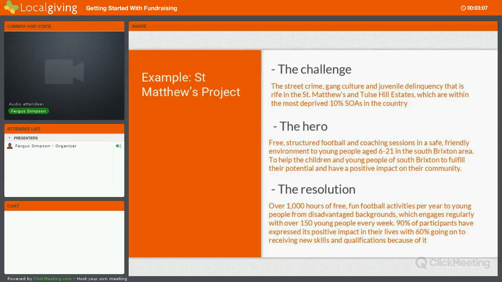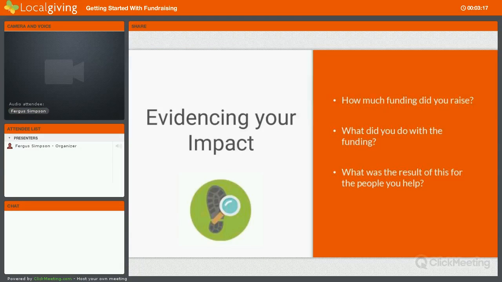So this is a really simple way of understanding why the organization has been set up, what they do, and what the positive resolution is for their community. It's also worth pointing out that they have been really good at evidencing their impact. So they've put some statistics there that are really important to get a clear picture for your donors and supporters about what your organization has been able to achieve. So you need to ask yourself, how much funding have you raised in the past, and what have you done with that funding, and what are the results for the people that you help, because you always need to bring it back to the beneficiaries.